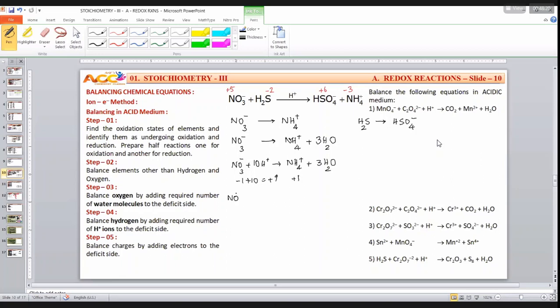Nitrate ion plus 10 H plus ion plus how many electrons I have to add? 8 electrons. Gives you ammonium ion plus 3 moles of water. Excellent. Job is finished. Charge is balanced. Elements are balanced.